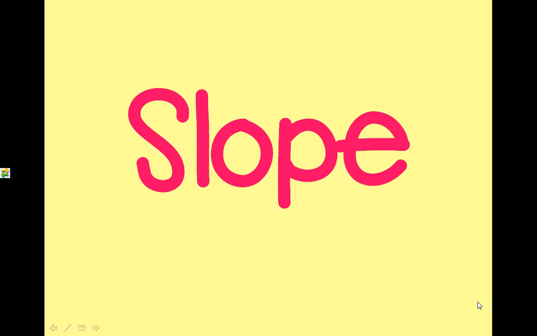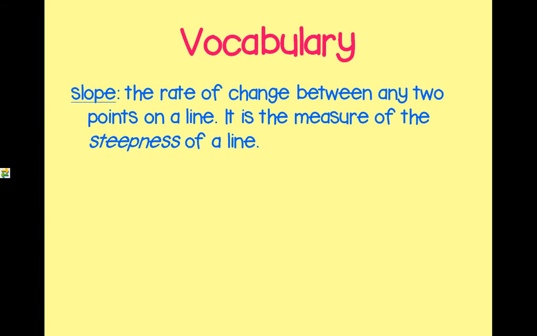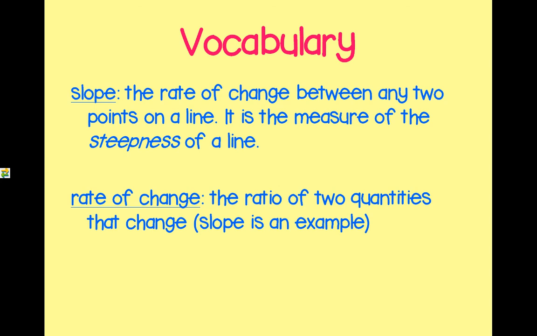Okay, this lesson is on slope. The vocabulary you need to know: slope is the rate of change between any 2 points on a line. It is the measure of the steepness of a line.